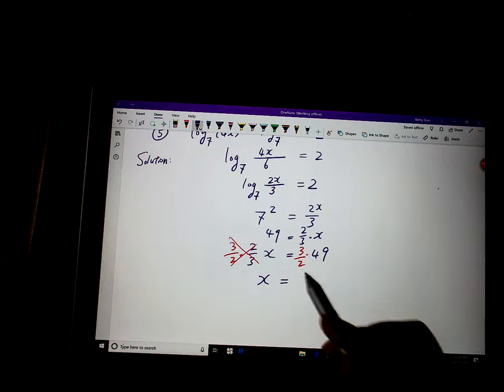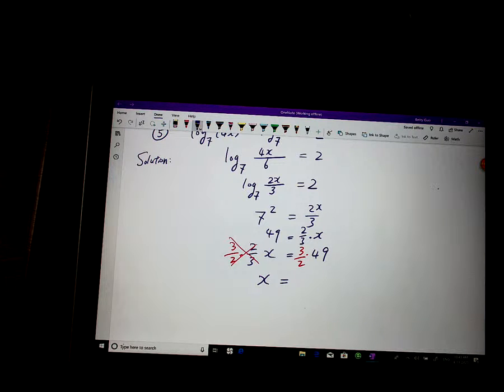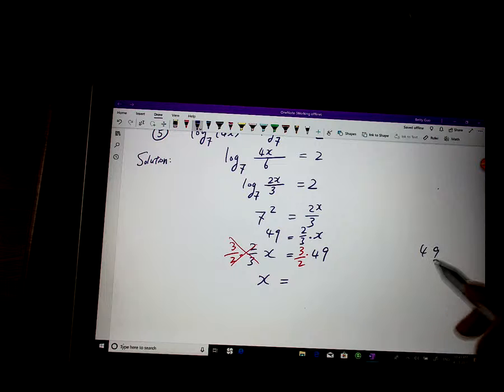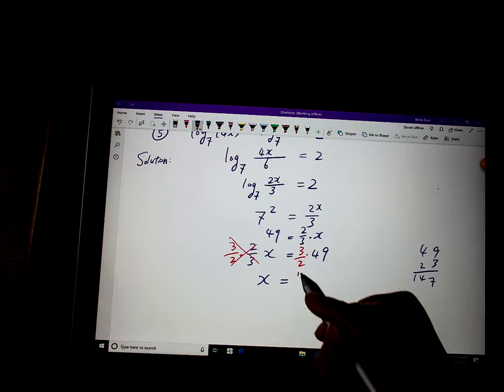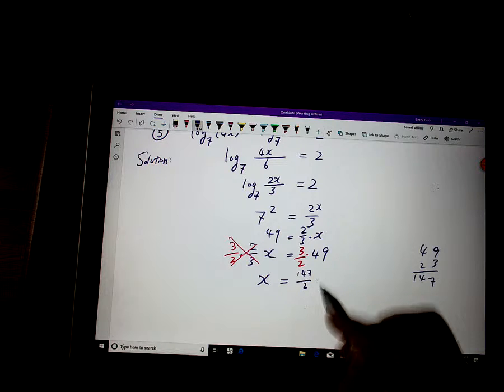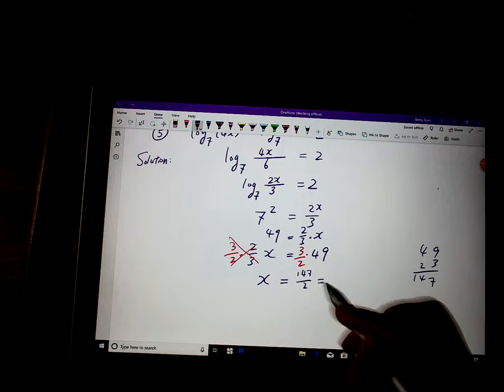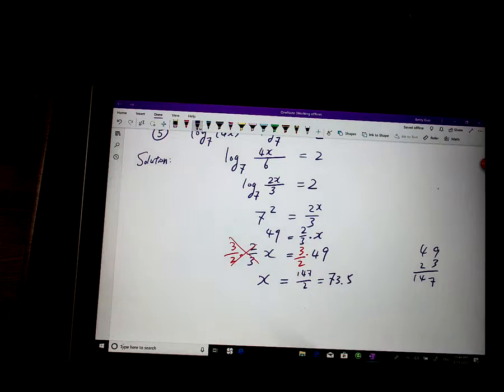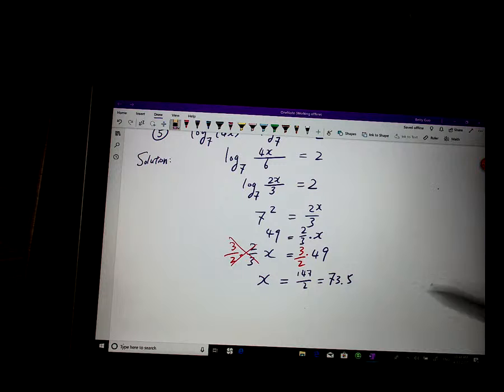Right-hand side, 3 over 2 times 49. What is 3 over 2 times 49? We're going to keep the fraction. We would have 49 times 3, 147 over 2. Or if you want, you can rewrite it as a decimal. That would give us 73.5. Either way is fine, okay? You can write the answer as a fraction, but the fraction needs to be reduced.